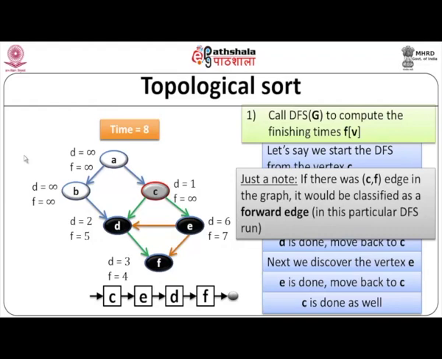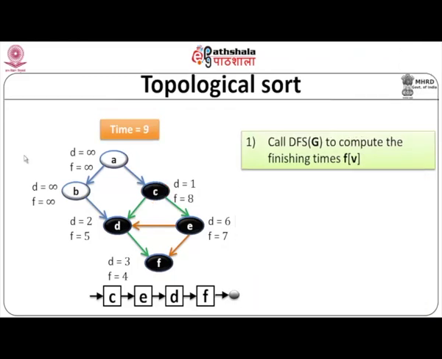If there is CF as an edge in the graph, it would be classified as a forward edge in this particular DFS run, if there was such an edge, but there is no edge. So, now since it is over, what happens? C is over and the finishing time is 8. Now, let us call DFS with A.